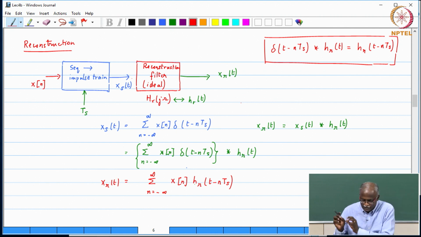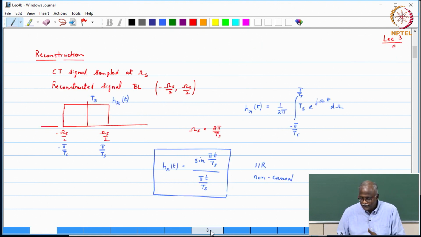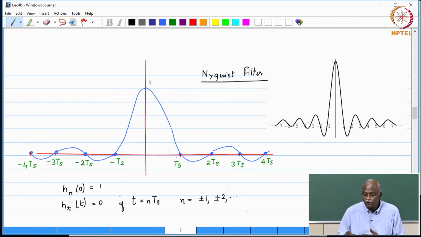And why is the Nyquist property so important? Why do we have to worry so much about these zero crossings? Because if these zero crossings were not satisfied, then the original sample values would have gotten altered. So that is the reason. This is one of the important criteria we would like to have: that the impulse response goes through zero crossings at Ts, 2Ts, 3Ts, and that is sometimes referred to as the Nyquist property. This is a Nyquist filter, a filter that has this Nyquist property in the time domain.